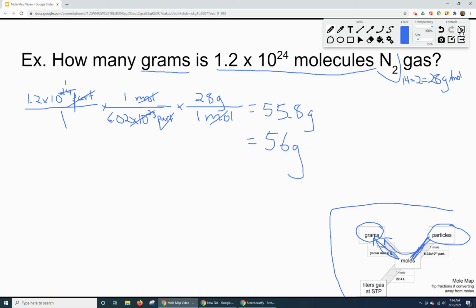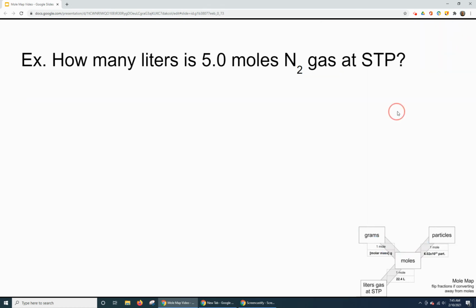All right, so now let's go look at the next problem. This one is going to be what's called the practice problem. I'm going to start it off, and then you guys are going to finish it up.